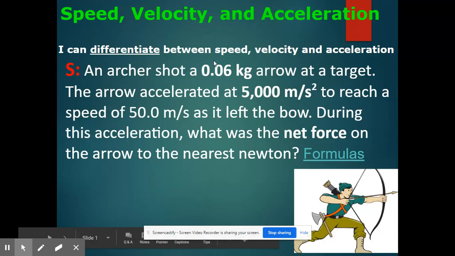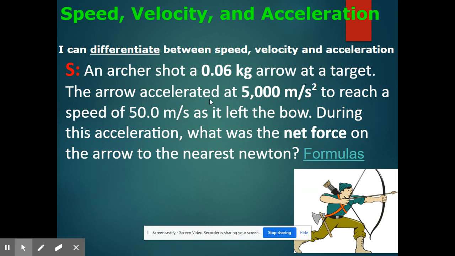Speed, velocity, and acceleration. I can differentiate between speed, velocity, and acceleration. Your starter: an archer shot a .06 kilogram arrow at a target.